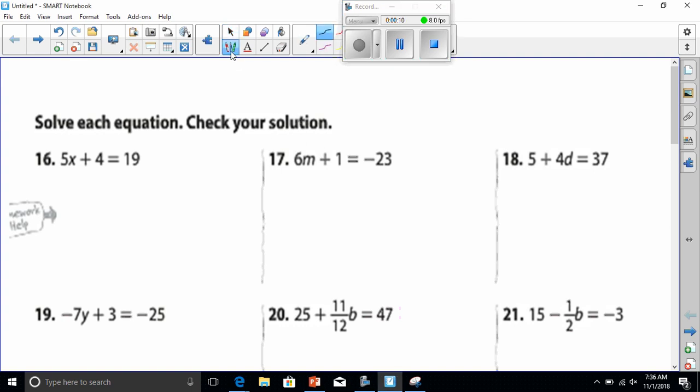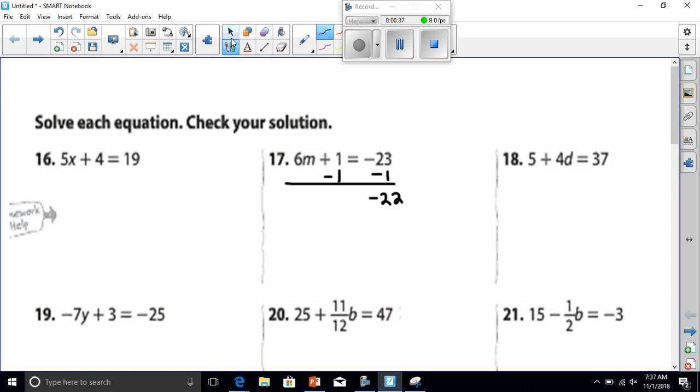If I go to number 17, I see 6m plus 1 equals negative 23. Well, the first thing I have to do is remember I'm going to deal with m last. My variable I deal with last. So I have to deal with my number first. As I do with one-step equations, to get rid of positive 1, I'll introduce it to negative 1. Whatever I do to one side, I do to the other, which gives me negative 22.